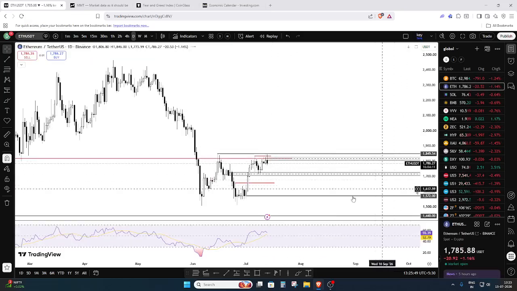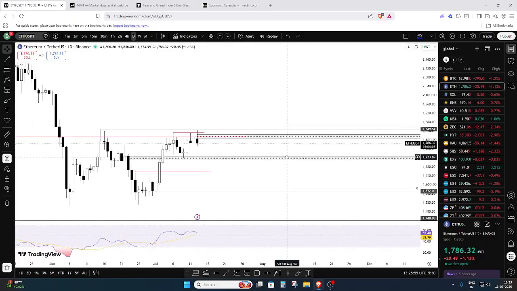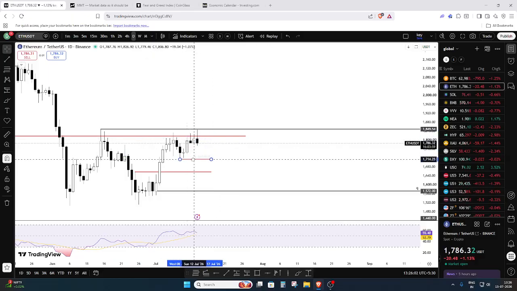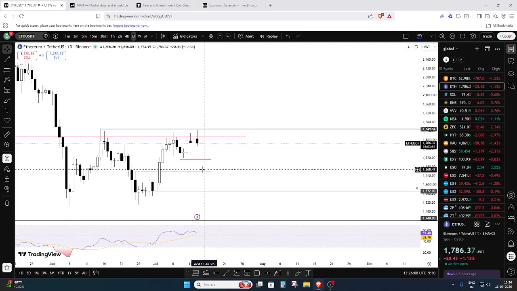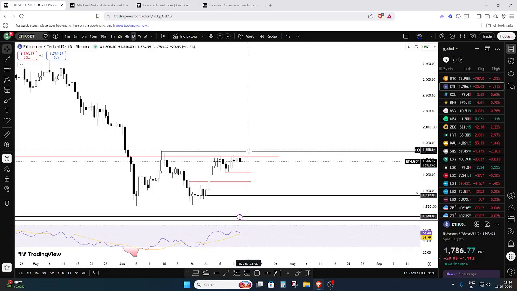ETH has also held particularly well. So if ETH comes down here and forms a structure failure on this particular low, let me just get you that, this one, if it forms a structure failure on this, then you can long it. Otherwise, you can wait for the retest of this and then continue into the 1860s area. This is a very key area. It's not been broken out of yet.